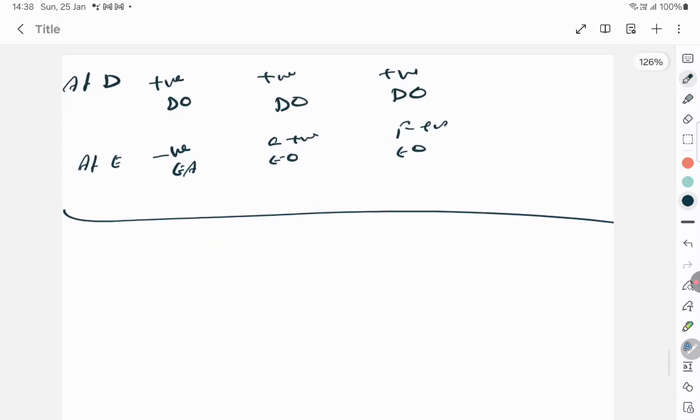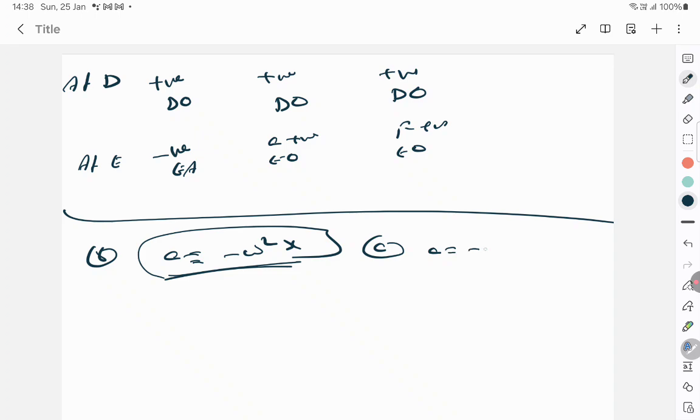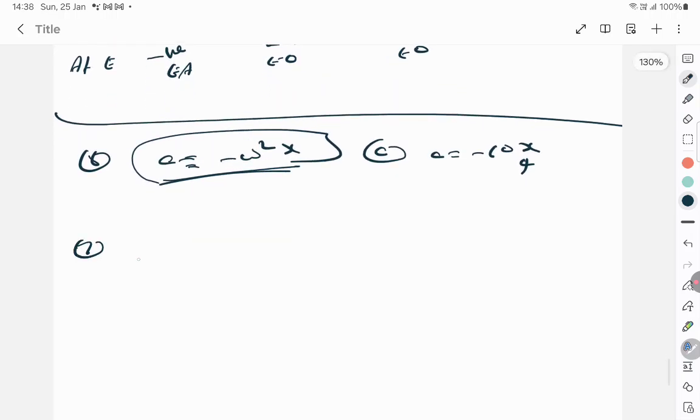So let's go to the next question, the sixth question. Which of these is simple harmonic? Anything which can be in the form minus omega square into x. So option C is the only one where there's a negative sign and x. So that's the only simple harmonic one. So that's completed. Seventh question.